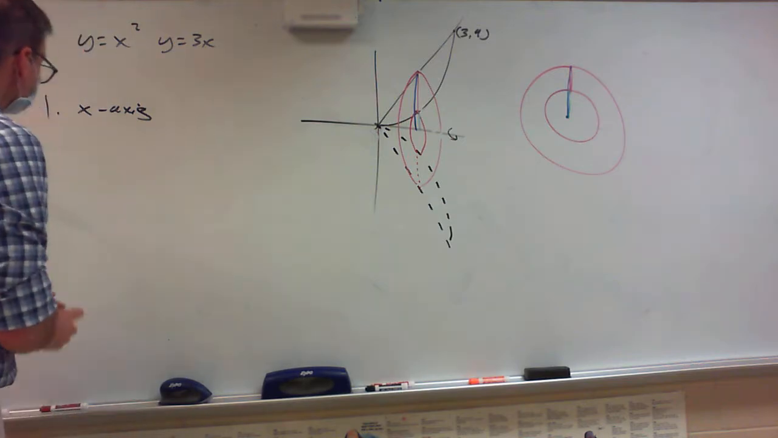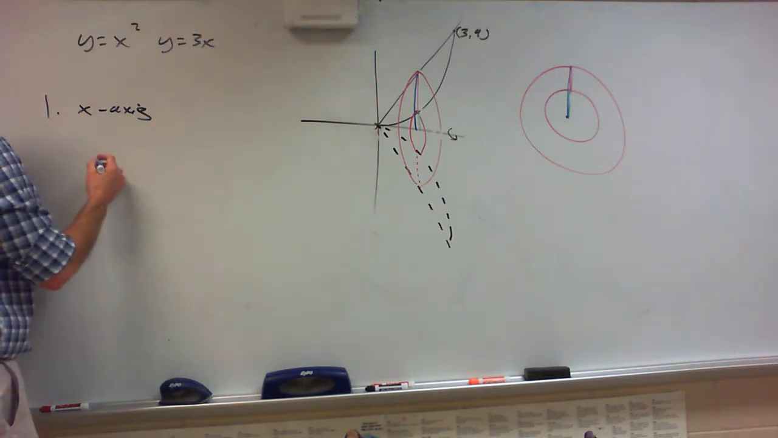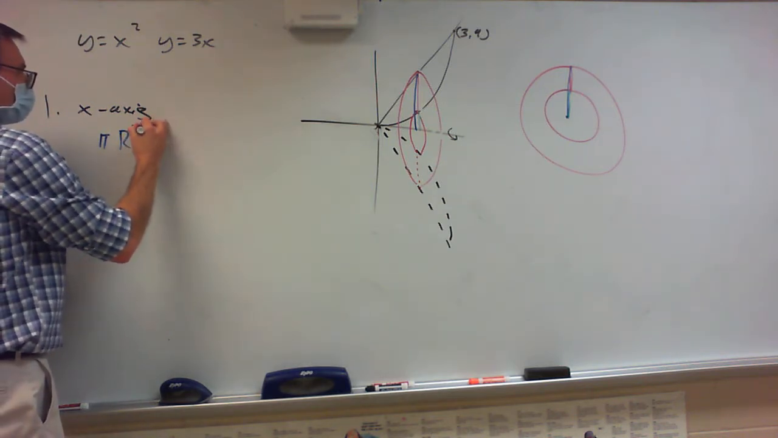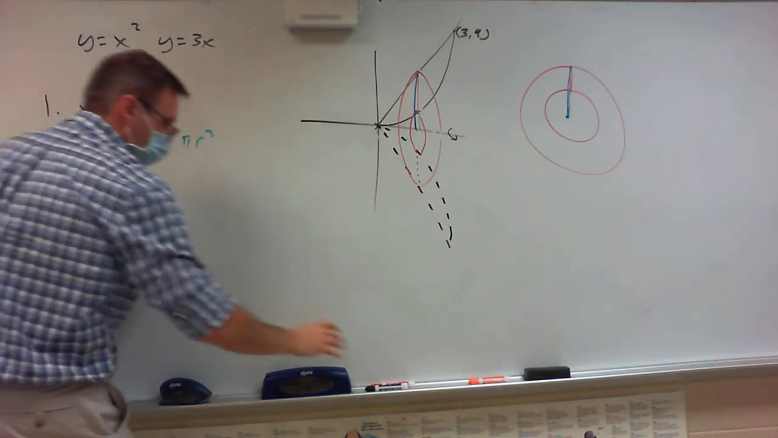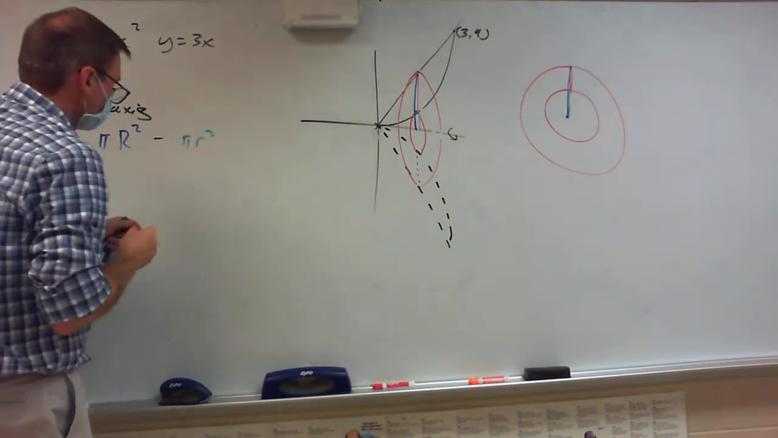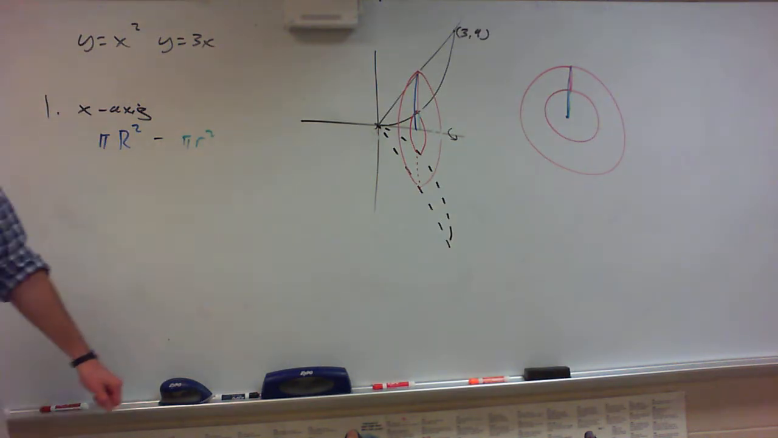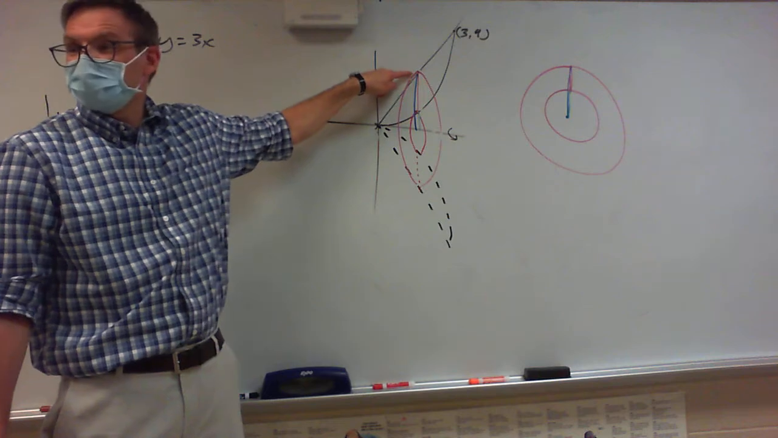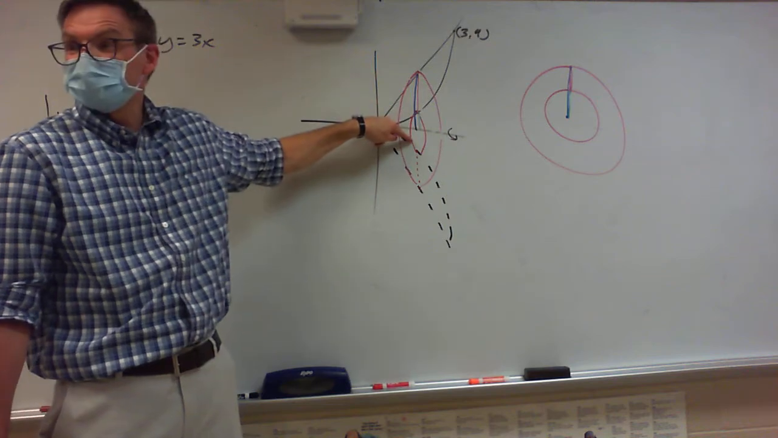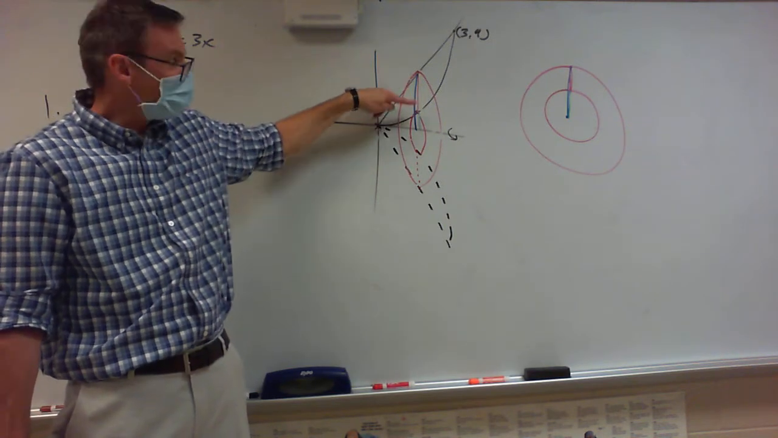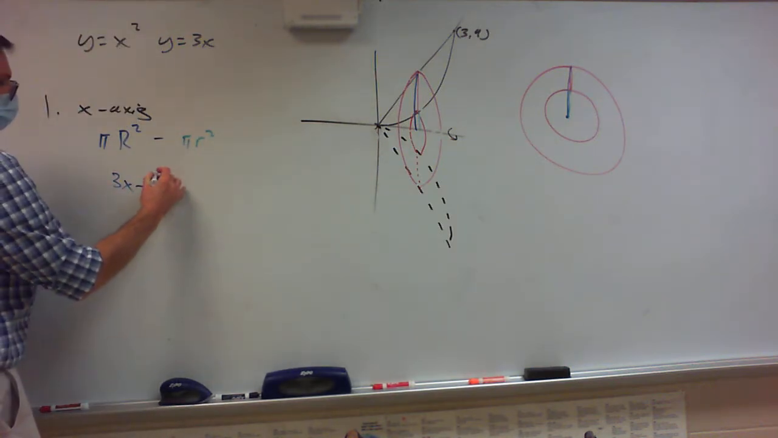So revolving this around the x-axis, we're going to do big circle minus little circle. So I want pi big R squared minus pi little r squared. Your job right now is telling me, okay, what's the big radius? Everybody okay? Big radius is how big the blue rectangle is. And so it's top function minus bottom function. What's the top function? 3x. What's the bottom function? 0. So are we okay that our big radius is going to be 3x minus 0?